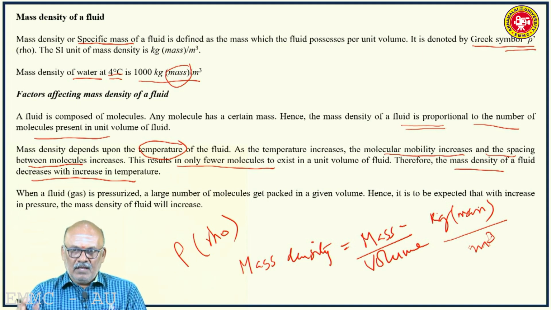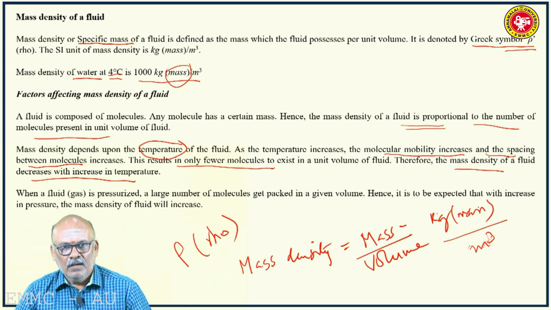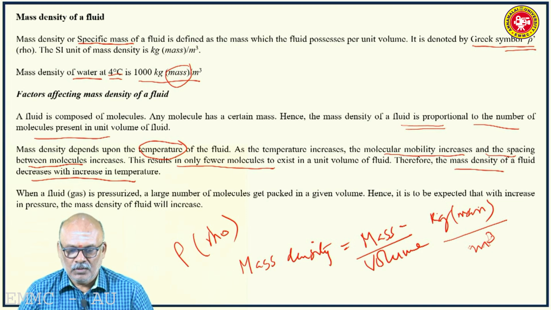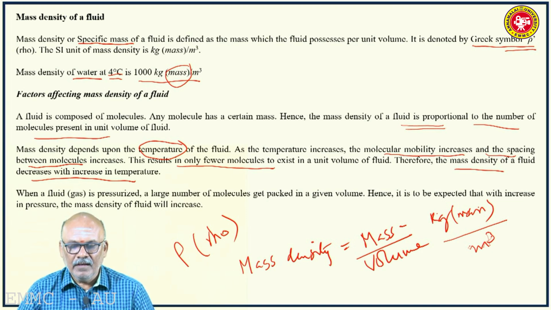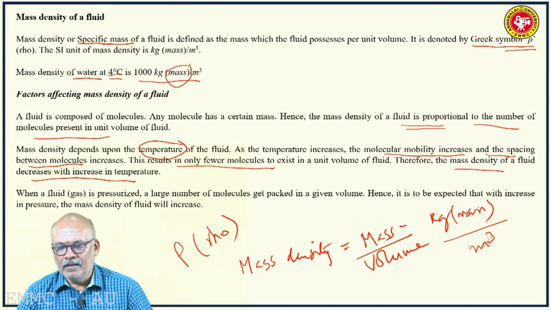So உஷ்ணம் அதிகரிக்கும் போது mass density குறையுது. எப்படி குறையுது, எதனால குறையுது அப்படிங்கிறதுக்கு தான் இப்போ விளக்கம். So mass density அப்படிங்கிறது உஷ்ணத்தை பொறுத்து இருக்குது, fluid-ஓட உஷ்ணத்தை பொறுத்து இருக்குது. So உஷ்ண நிலை அதிகரிக்கும் போது இந்த molecules move ஆகிறது அதிகரிக்குது.